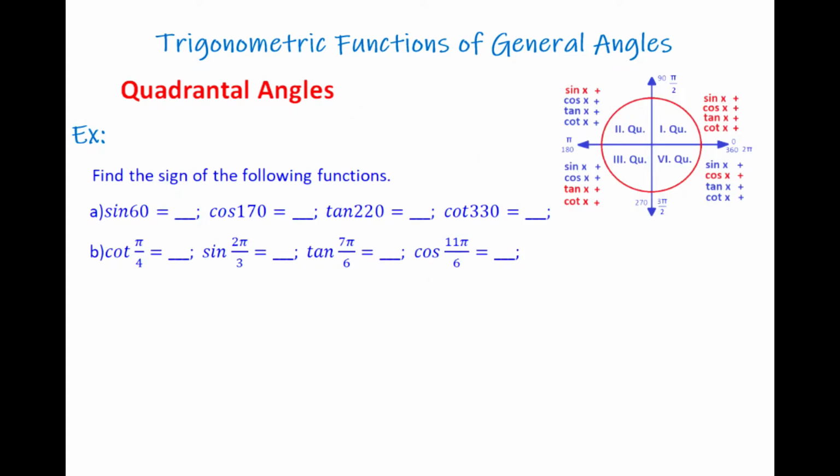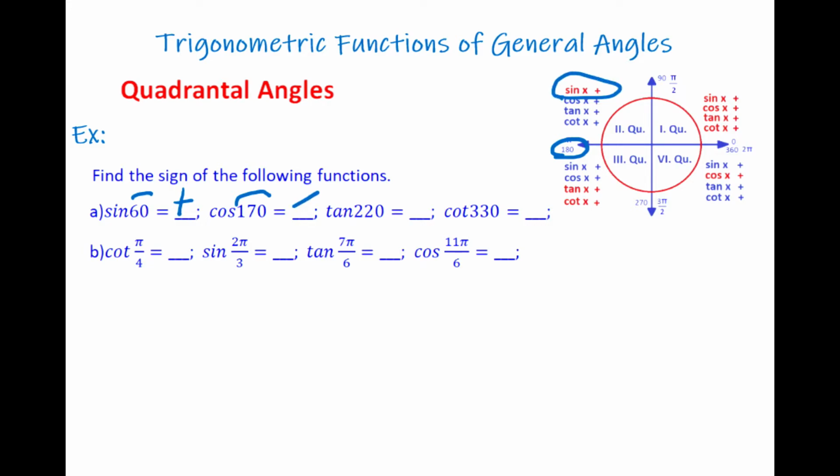And we do have our first example. It says find the sign of the following functions. In A, sine 60, because 60 is in the first region, I can easily say that this is going to be plus, of course. Cosine 170. 170 is in the second region, right? Because it's less than 180. So in the second region, cosine was negative. Why? Because in the second region, the only function which was positive was sine. So because it's cosine, it's going to be negative.